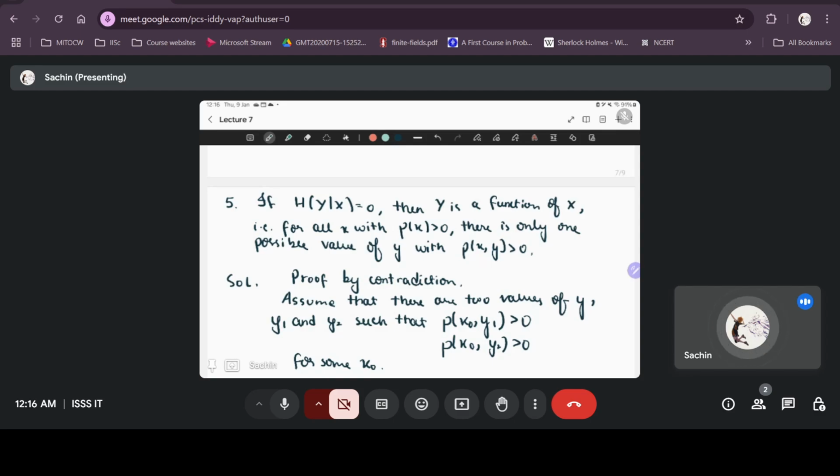So if some x has probability p of x equals 0, then no matter which value of y you assign it to, you can assign it to multiple values of y, but the probability of x comma y will be 0 for all those. So there is no possible value of y for which p of x comma y is greater than 0. So it doesn't really matter to us what zero probability values get mapped onto.